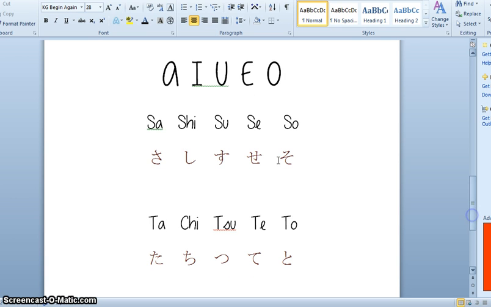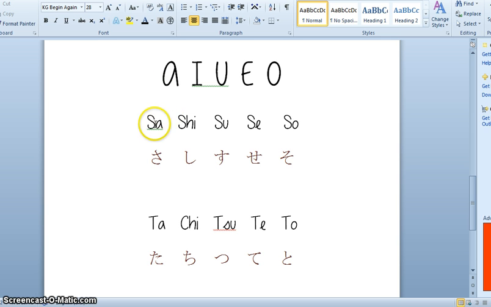the K row, and I have right here the first one, A, I, U, E, O, which you're supposed to add on to each one of the sounds that you're going to learn next. Okay, so these are the next 10 in the alphabet. So the third one is S. So sa, shi, su, se, so.